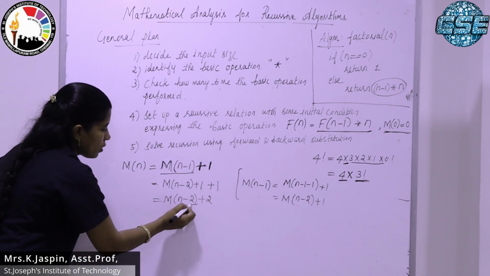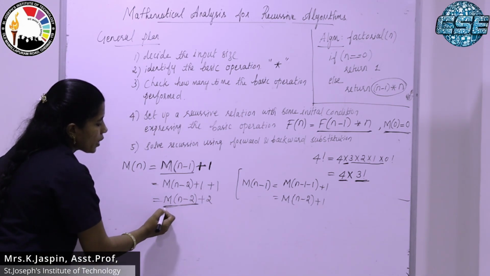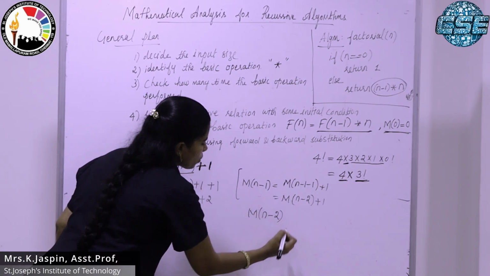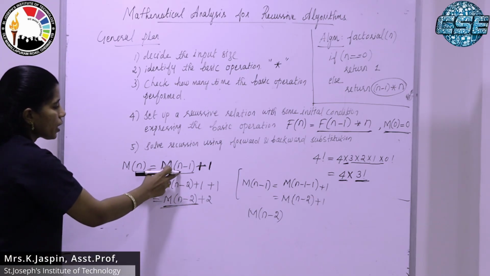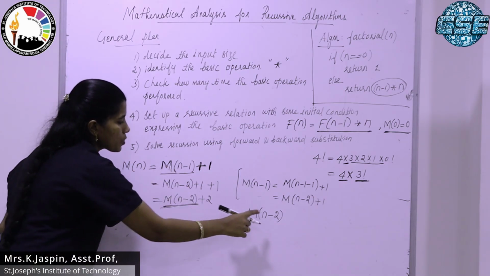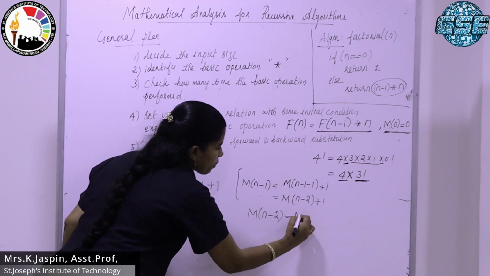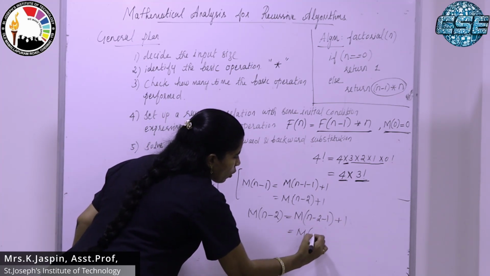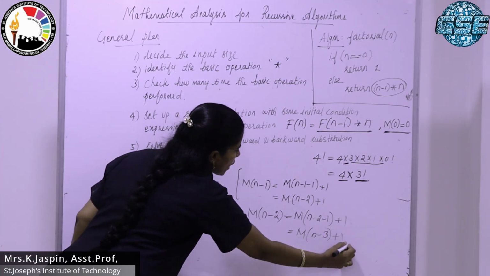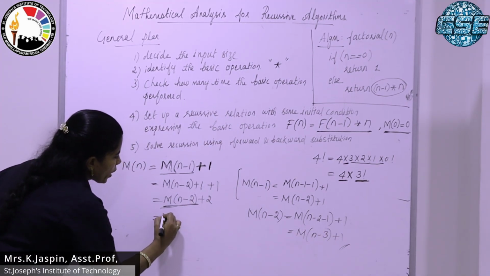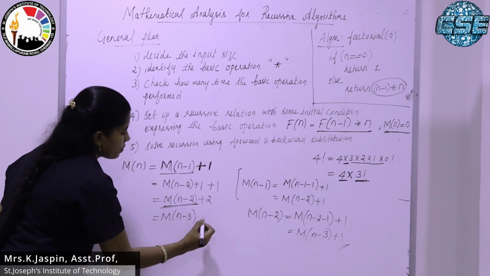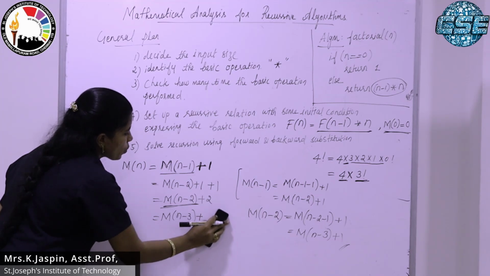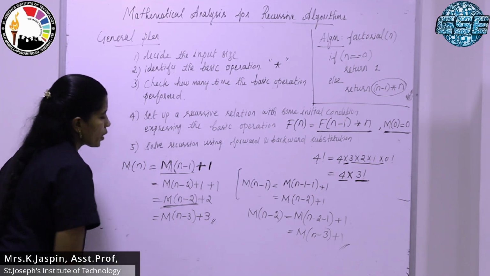Again I need to substitute the value of this term. So I can calculate it here separately. So m of n minus 2, this is the general equation. Instead of n, I have to substitute n minus 2. While substituting n minus 2, I am getting n minus 2 minus 1 plus 1, so m of n minus 3 plus 1. This is the answer. I need to bring it here. So m of n minus 3 plus 1 plus 2. So 1 plus 2 is 3. So this is the general equation.